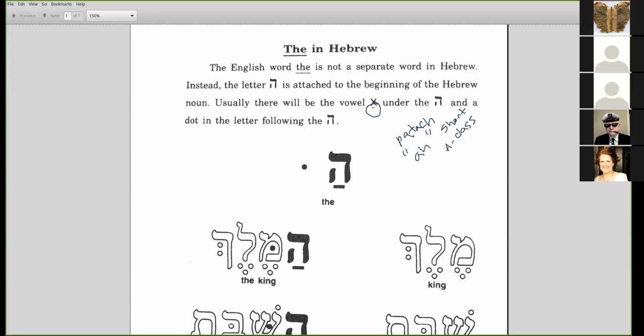And so notice that there is a dot following the letter. In other words, the letter that follows hey has a dot in it. For example, let's look at this word here, melech. You guys are familiar with that. But notice in the mem, with melech standing alone, there's no dot in there. There's no dagesh. But if you add the hey, what happens? The next letter gets a dagesh. So that's what they're pointing out here.